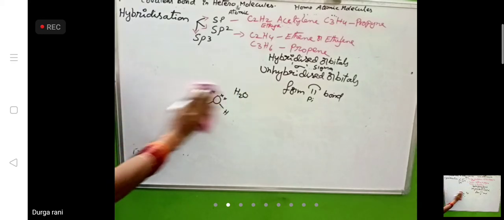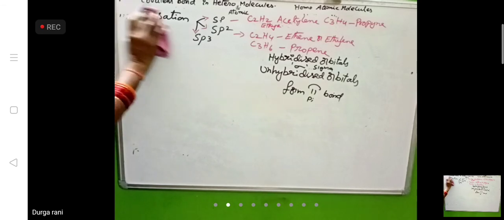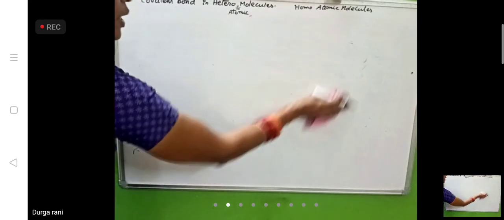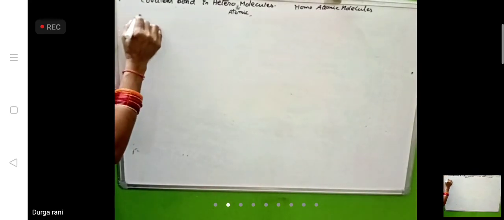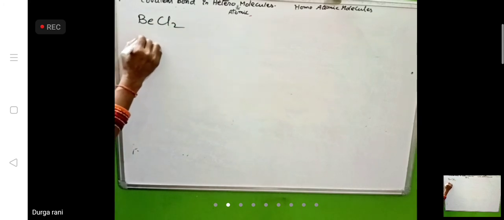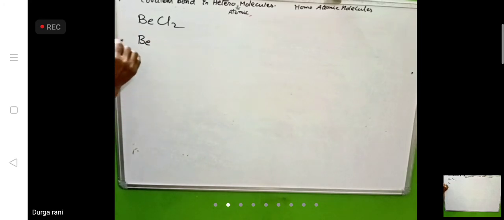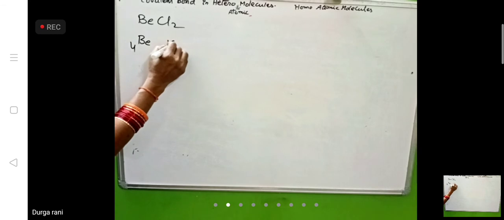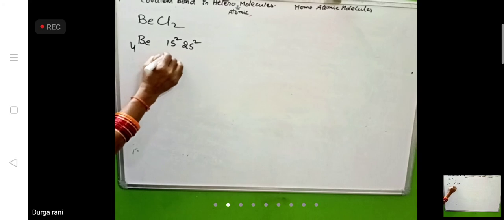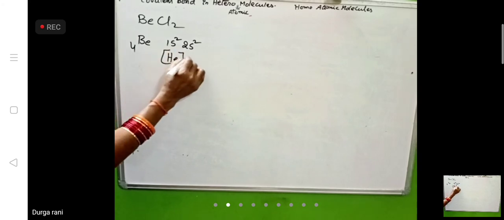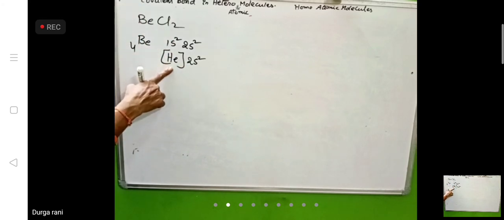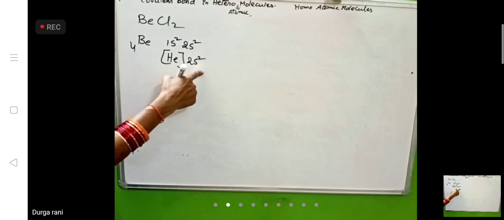Okay. Next, another one is how the BeCl2 will be formed. BeCl2. What is Be? Beryllium. Beryllium from which group? Second group. What is the atomic number of Be? 4. 1s2, 2s2. So instead of writing 1s2, how can we write it? Helium 2s2. 1s2 is the electronic configuration of the first inert gas helium. So helium 2s2 you can write.